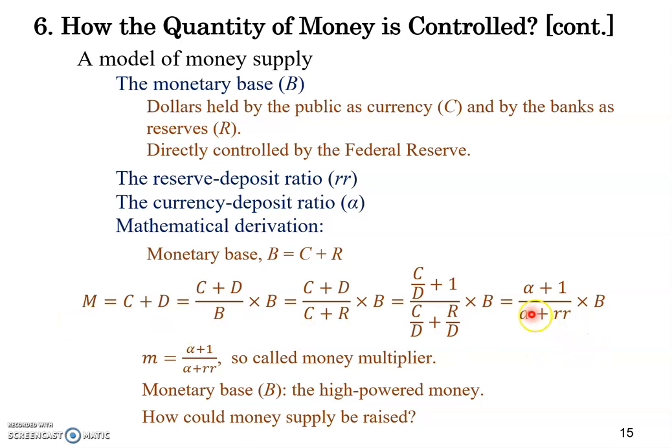And for alpha, the currency deposit ratio, it appears both in the numerator and denominator. By doing the math, you can simply plug in some numbers and you will find that the larger the alpha, the smaller the money supply. So again, it's another negative correlation.